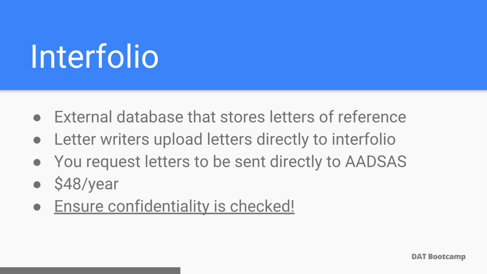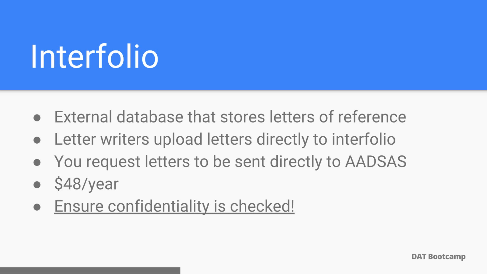I also want to talk to you guys a little bit about Interfolio, because I see this come up from time to time on forums, and students tend to not understand what this is. So Interfolio is essentially an external database that stores letters of reference. Letter writers would essentially upload letters directly to Interfolio as opposed to directly to AdSAS. From there, you have this external database that stores your letters, and you request these letters to be sent directly to AdSAS.